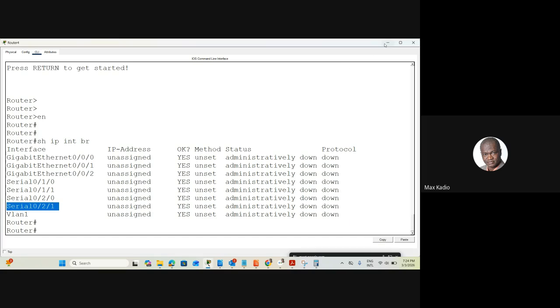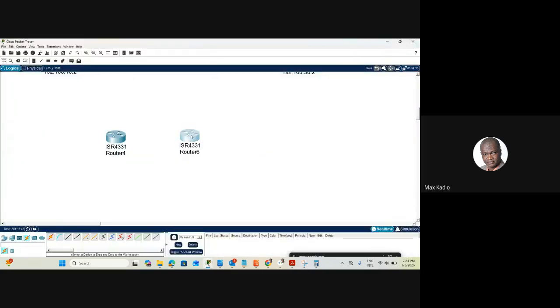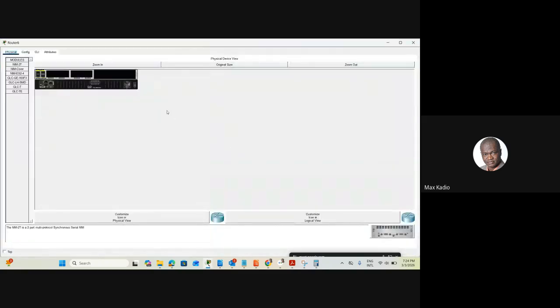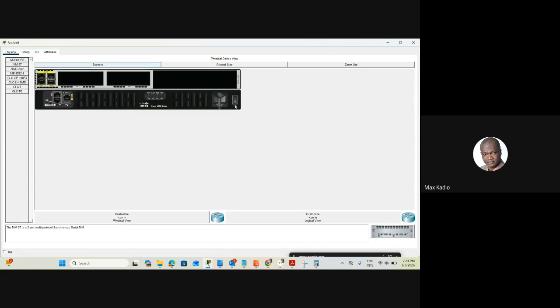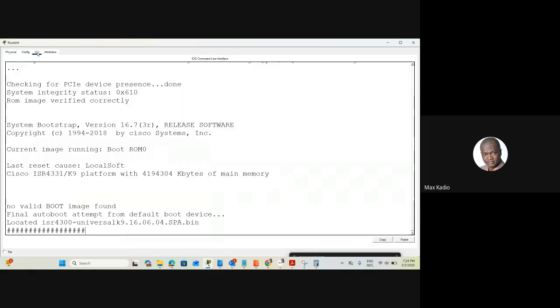We can do the same thing on this side. We open this router. You can zoom in. You power off first. Before you install something, the router must be off to avoid electrical issues. You switch off, power off, you install nicely. Now you power on again. You go to the command line interface. You see, it's loading.